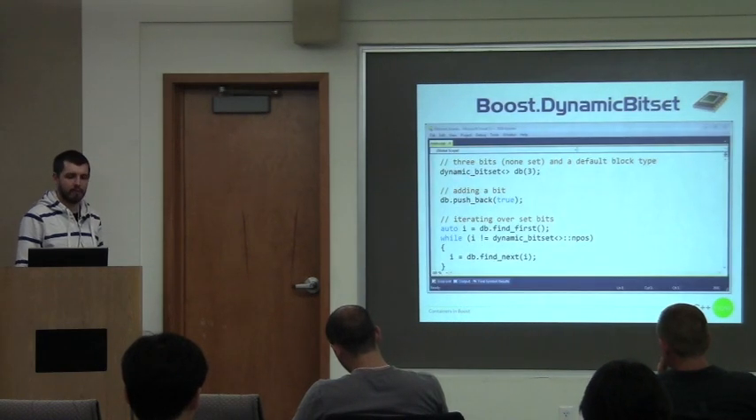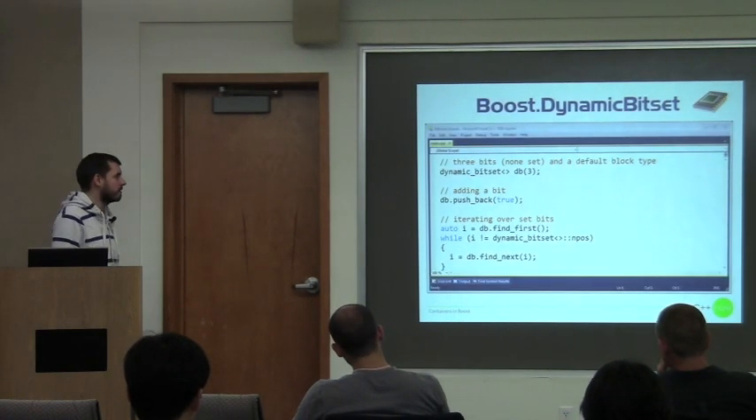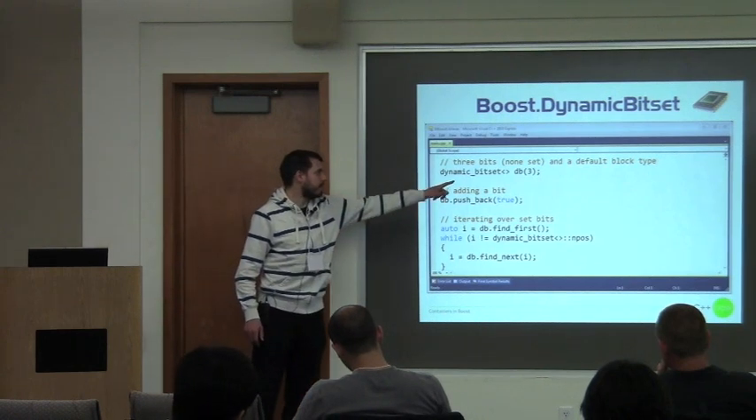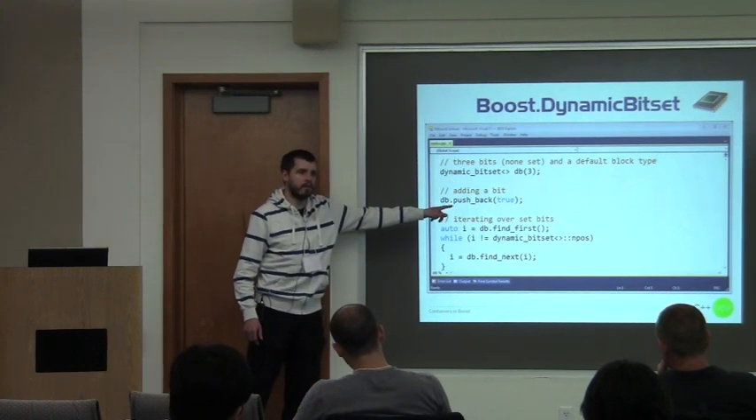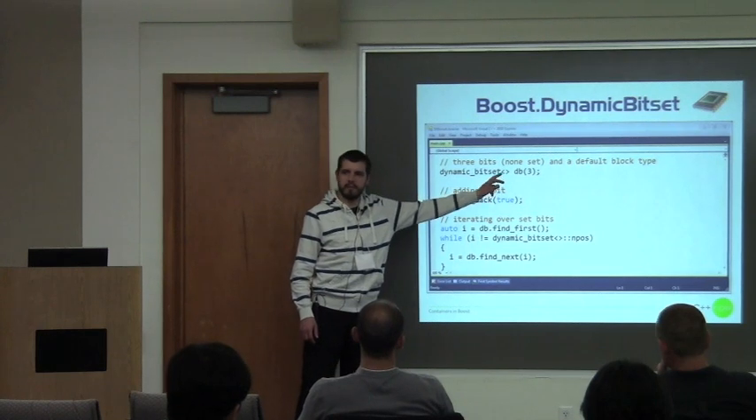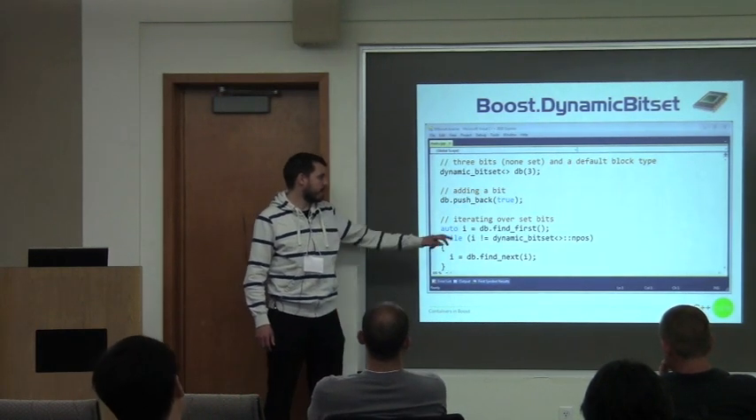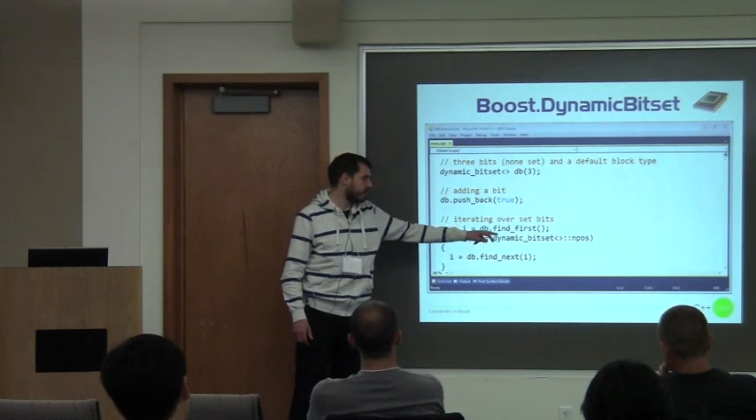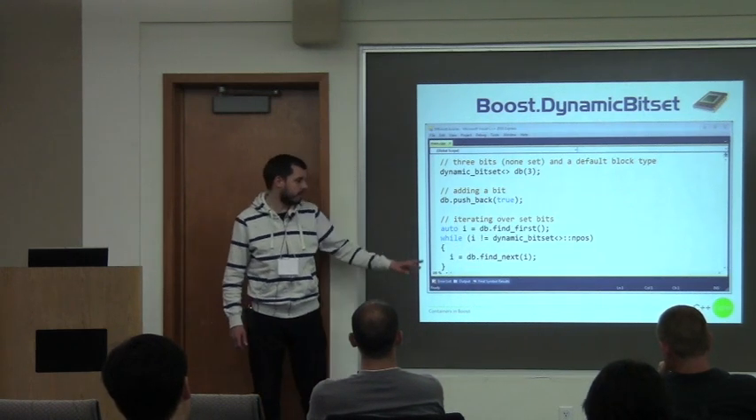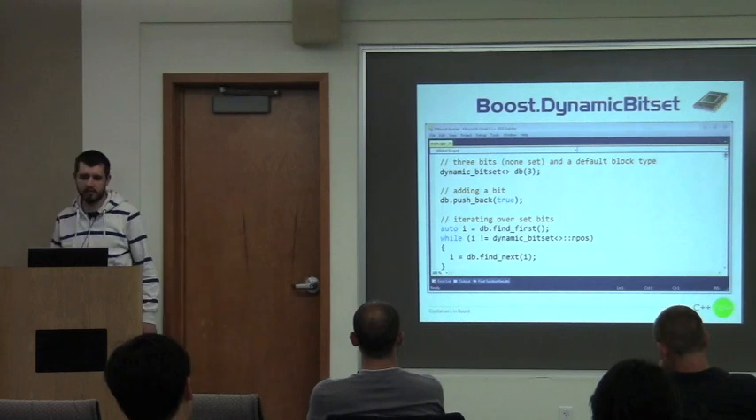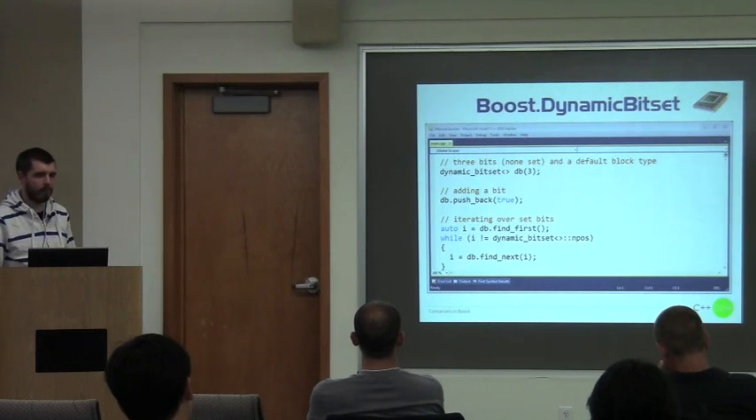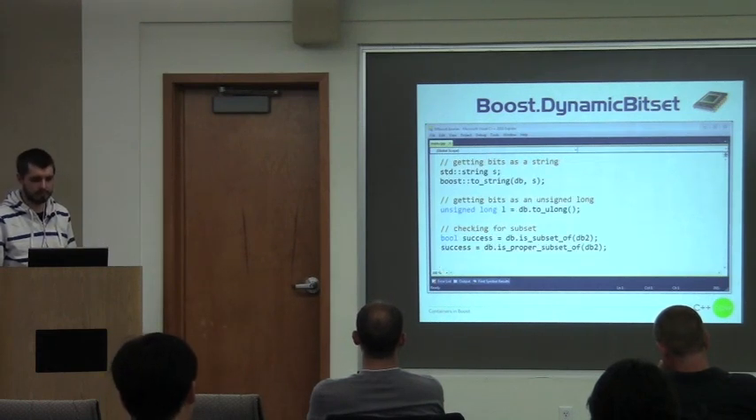Here, a very simple example of how it's used. That bitset here has three bits. I can add another one, a fourth bit. By default, the bits are not set. So here's the fourth bit, which is set. And I can iterate over set bits with find_first and find_next. I think these are functions we don't have in a standard bitset. Otherwise, a very simple to use class.